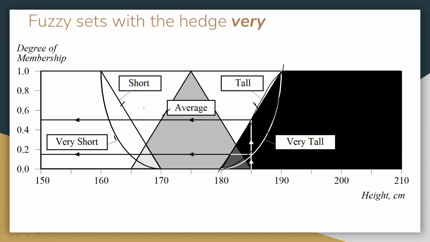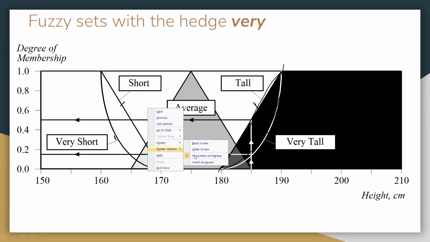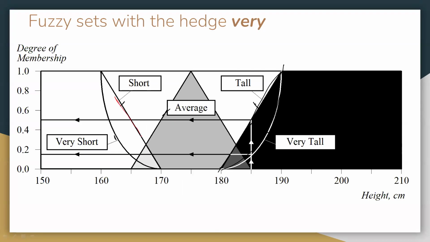Here also you can see, I'll just change the color of the screen. Short is described like this, but very short is like this. When short has a graph like this, very short will go like this. It's much steeper, you can say. So it actually reduces the value. Even though you're saying it is very short, it's actually reducing the value. This way you can modify the shape of the graph.